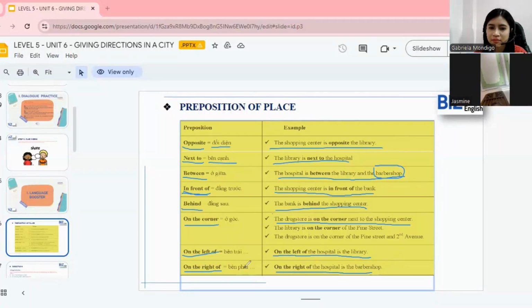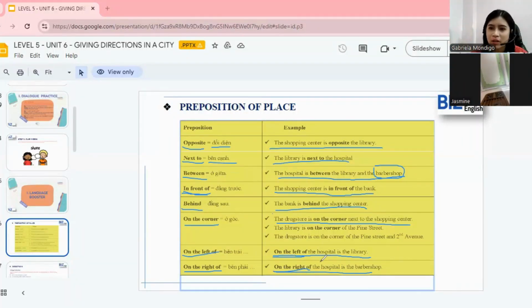The sentence "on the left of" and "on the right of"... "of" is a little bit strange for me. How can I use it? I can know the Vietnamese meaning, but how to use it?